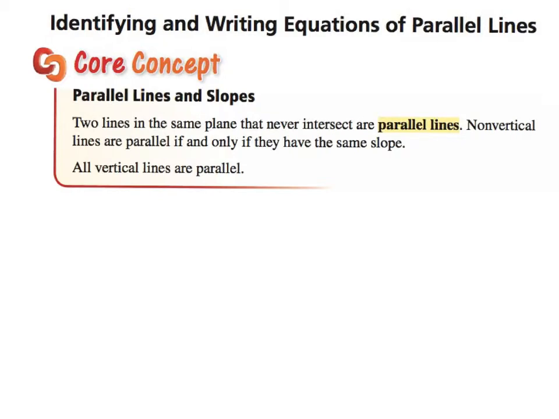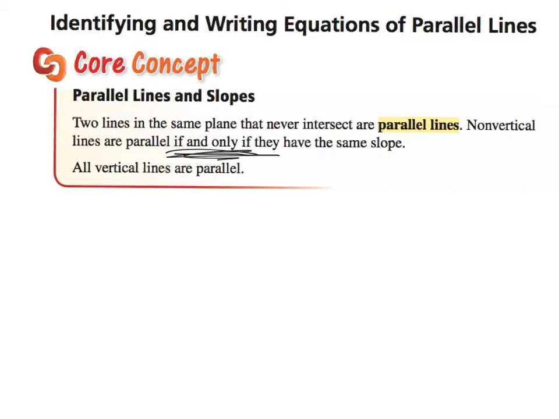So we're going to start with our first core concept, which covers parallel lines and slopes. Now, you already know this concept. However, we're going to introduce something new. So let's start with our core concept. Two lines in the same plane that never intersect are parallel lines. Non-vertical lines are parallel if and only if they have the same slope.